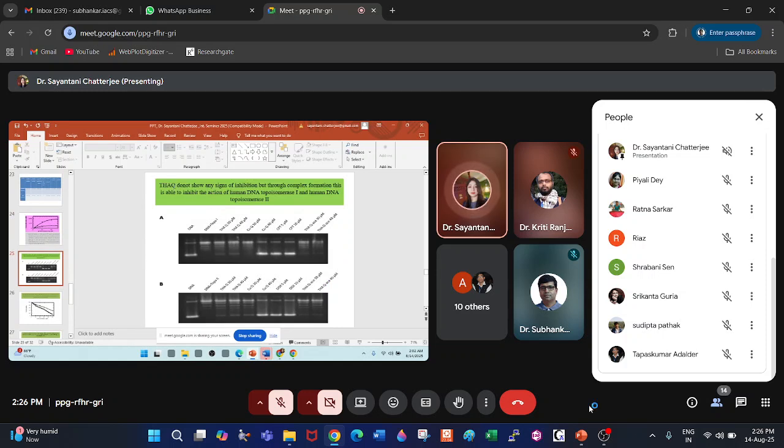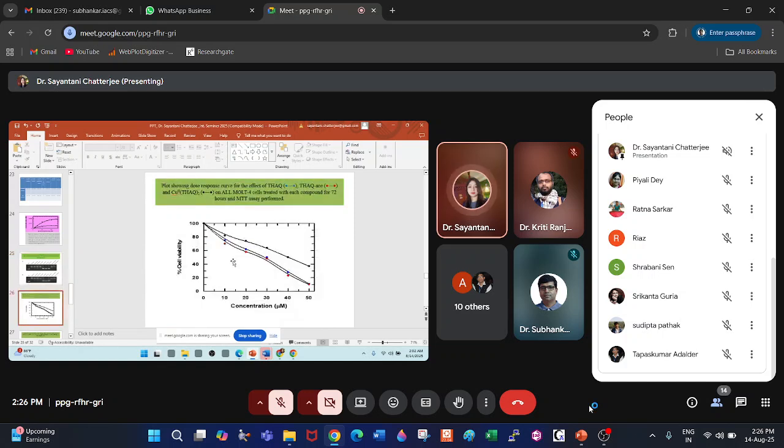Now, we have done the topoisomerase inhibition studies. Quinalizarin does not show any sign of inhibition, but through complex formation, it is able to inhibit DNA topoisomerase 1 and 2, as the ladders are absent here, and here the ladders are present. So the DNA topoisomerase inhibition works in the case of the complex only, not in the case of quinalizarin.